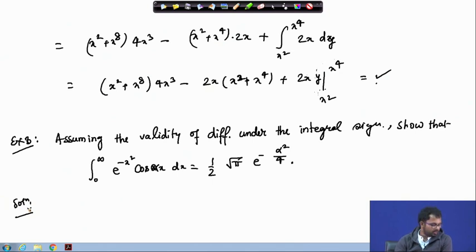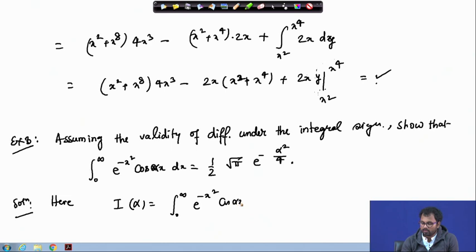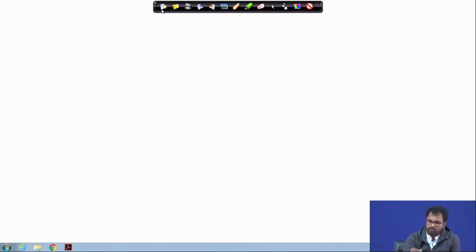So we have to show that this integral e to the power minus x square cos alpha x dx is equal to this. Here it's very clear that alpha is the parameter, since we are integrating with respect to x. So we can write I alpha equals the integral from 0 to infinity e to the power minus x square cos alpha x dx. So this is given. Now let us differentiate both sides with respect to alpha. So this will be dI d alpha, and our partial derivative will go inside of the integral. So this will be 0 to infinity x e to the power minus x square, differentiation of cos is sin, and differentiation of alpha x is x dx.